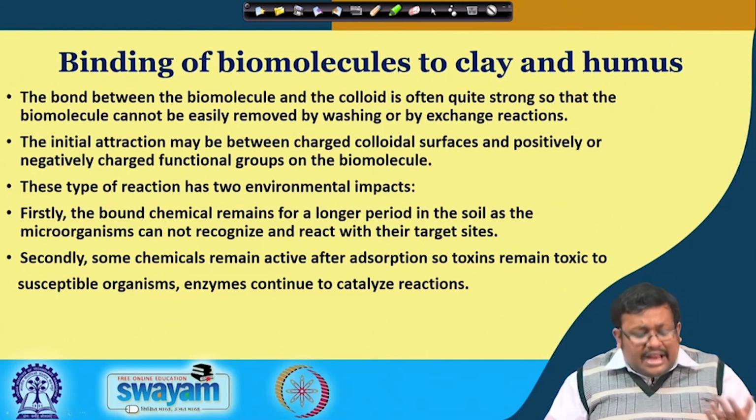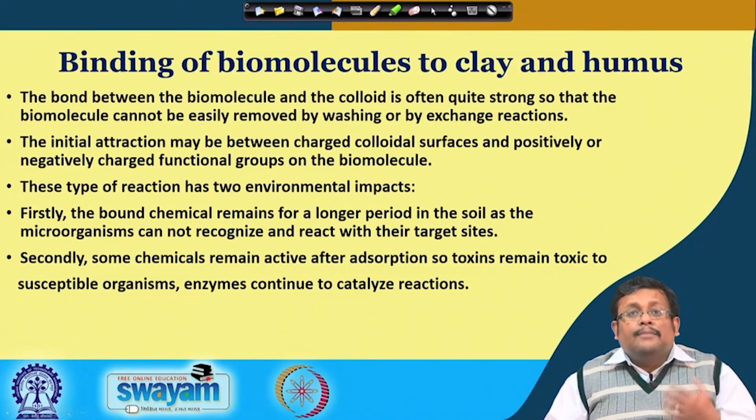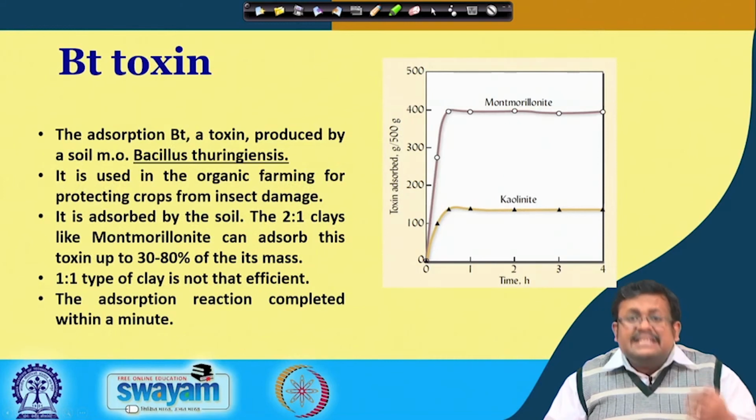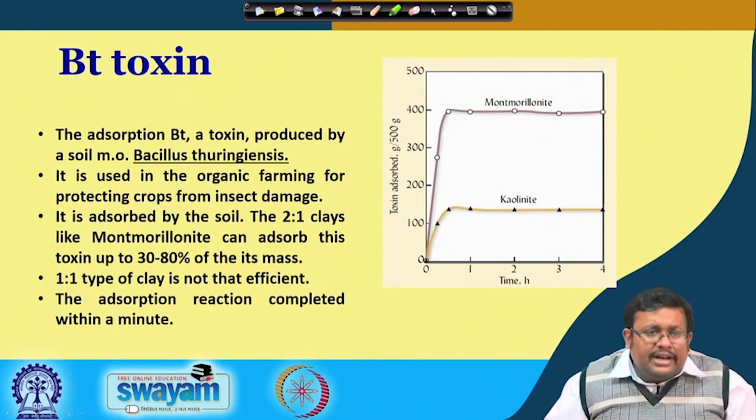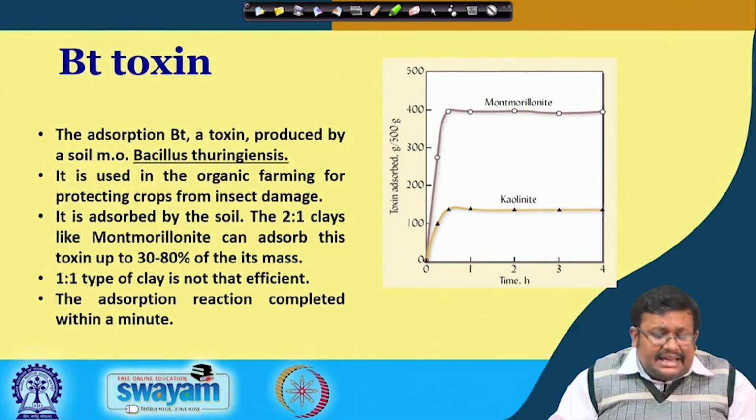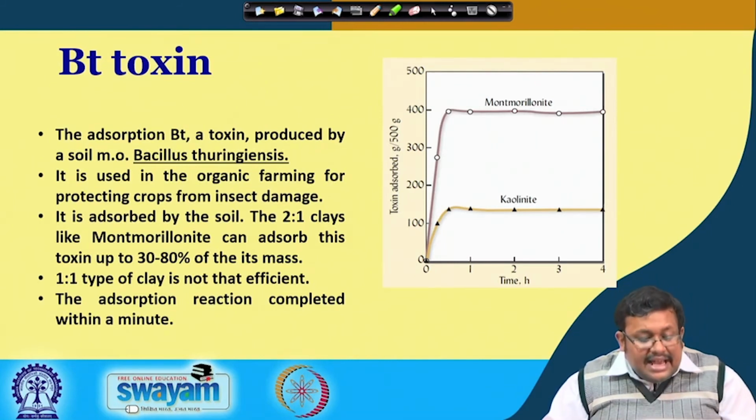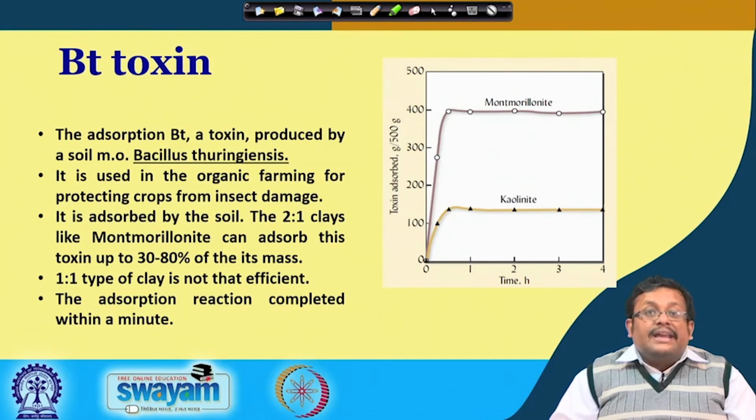So these are the two types of environmental impacts you can get from this sorption of biomolecules to the clay and humus. Let us see some examples. Bt toxin, you already know that. Bt is basically a toxin produced by a soil microorganism called Bacillus thuringiensis, and it is used in organic farming for protecting crops from insect damage. So it is absorbed by soil.